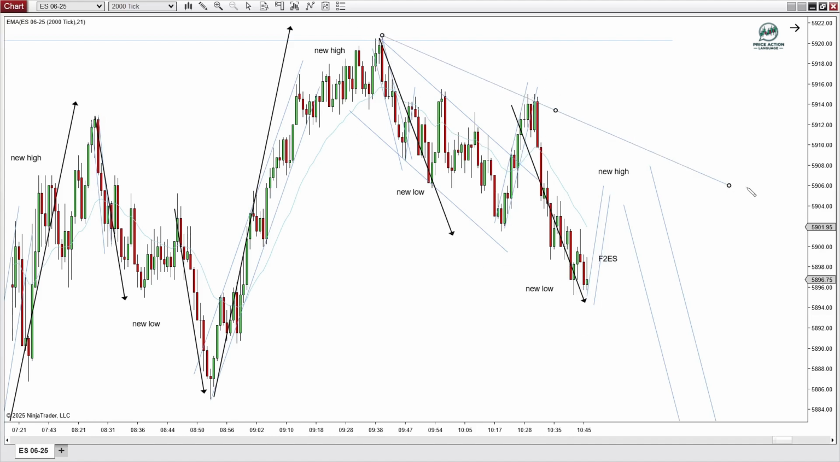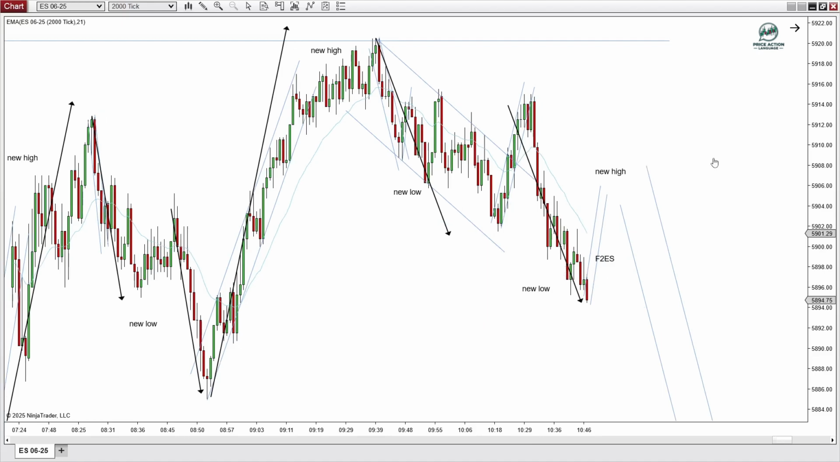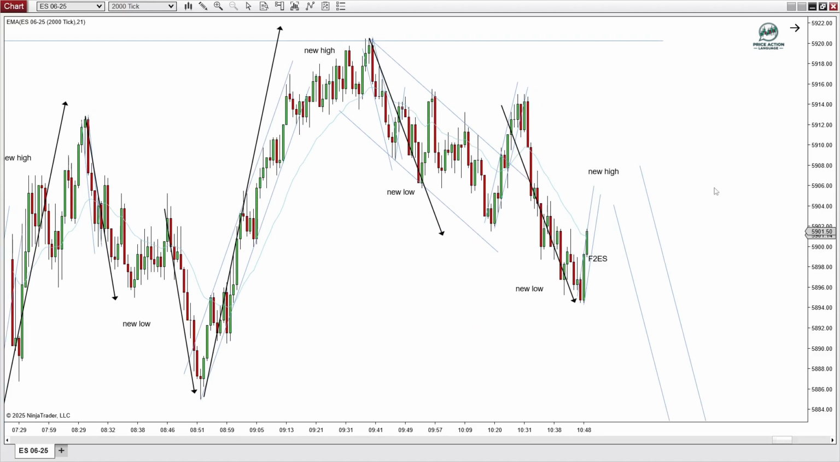You know that channels like this just aren't valid. This is way too wide in a trading range structure. So you really expect a pivot at this point. So let's see if we can get some failed second entry short above the EMA.